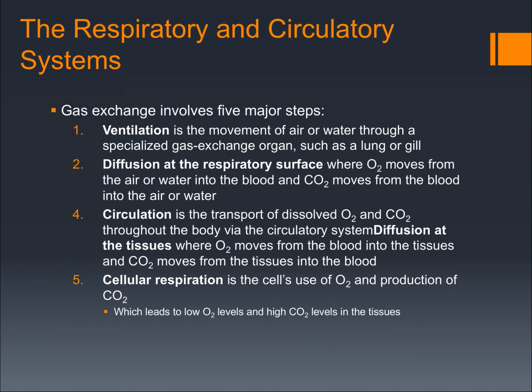So cellular respiration is ultimately going to pull oxygen out of the tissues and push CO2 into the tissues, and that produces a gradient that allows for diffusion to take place from the blood to the tissues or from the tissues to the blood. So it all works passively, and it's pretty amazing how it does, in fact, work.